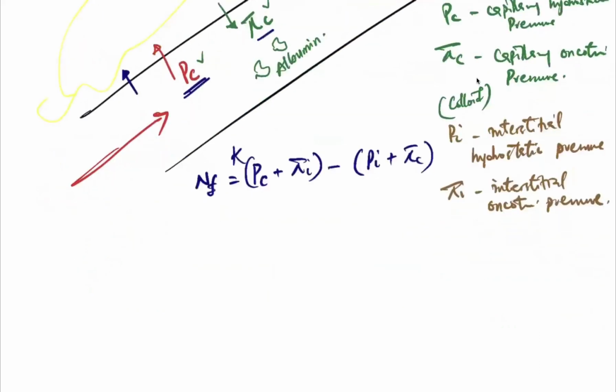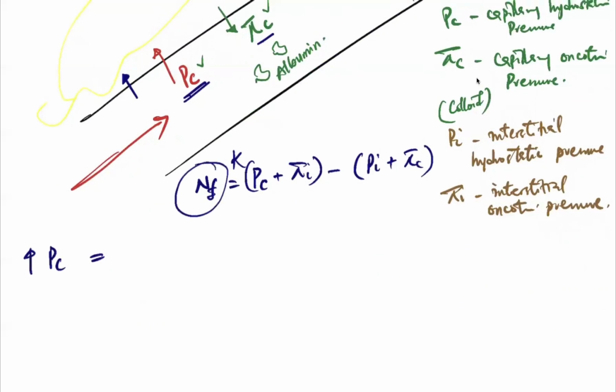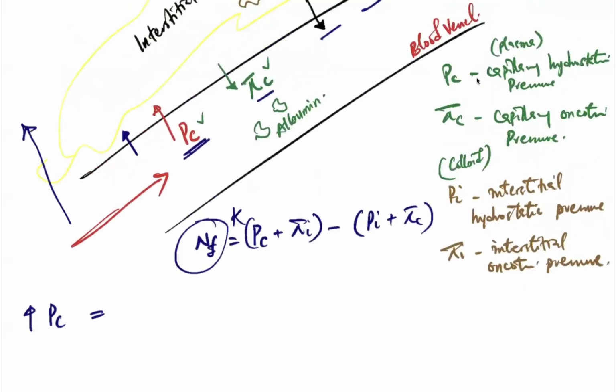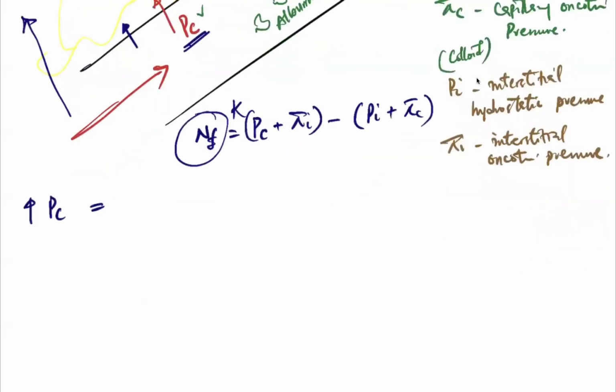What do you think is going to happen if you increase capillary hydrostatic pressure? Then net filtration will be balanced in this direction, meaning that fluid is going to leave the blood vessel into the interstitial space. What are examples of scenarios where you're going to have an increase in capillary hydrostatic pressure?